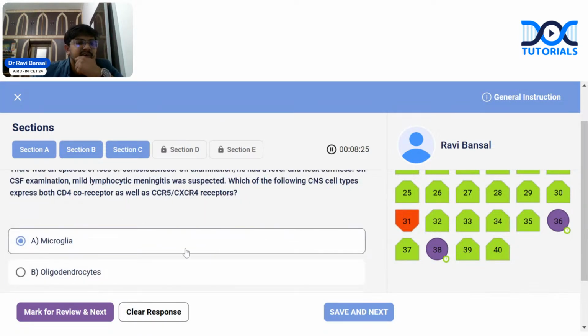I want to mark microglial because I think it is the right option. So I will just go with my gut feeling. I will mark microglial cell.